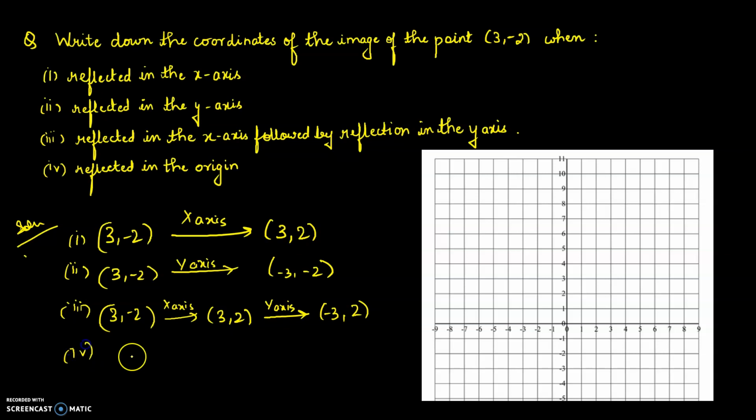Fourth part, reflected in the origin. That means both the coordinates will change their sign. -3, 2 is the answer for part 4. If you got all the options correct, then high five. You can also do this by the graph method. Point P 3, -2. We have to move 2 steps forward to reach the mirror, that is the x-axis. And then again you have to move 2 steps forward to find out the image, that is 3, 2. So you can do this by the graph method also.